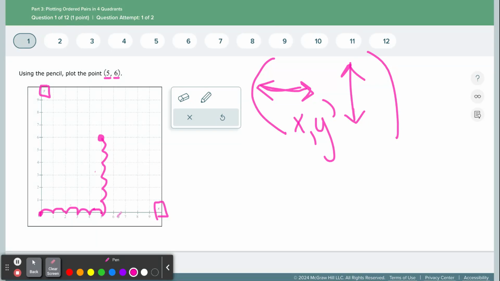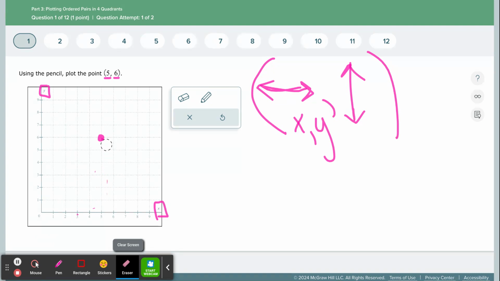None of this other stuff is my answer. None of this must stay. It all needs to go. Otherwise, you're getting it incorrect. This is the only spot that matters. Everything else was just a way to guide you there. So again, positive, positive. You're going right and you're going up.